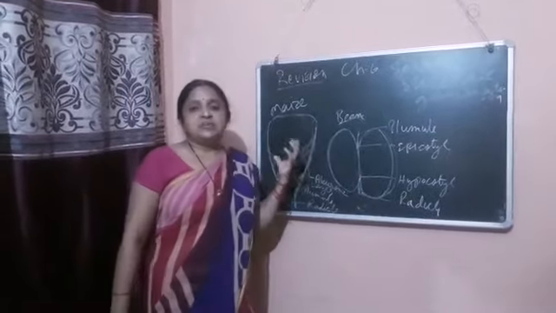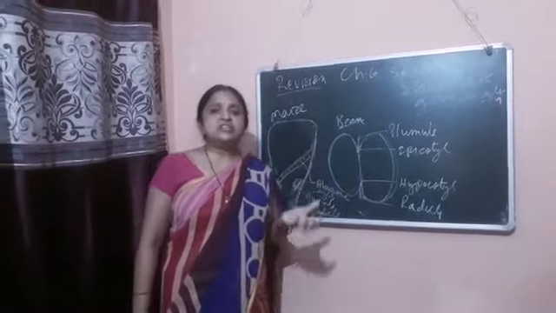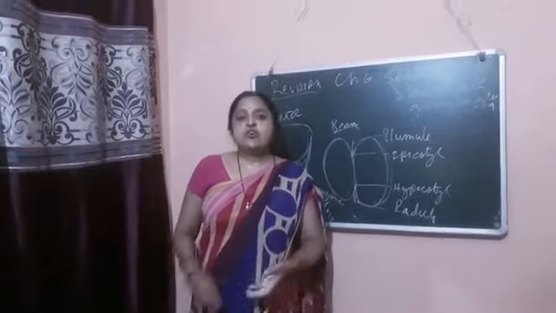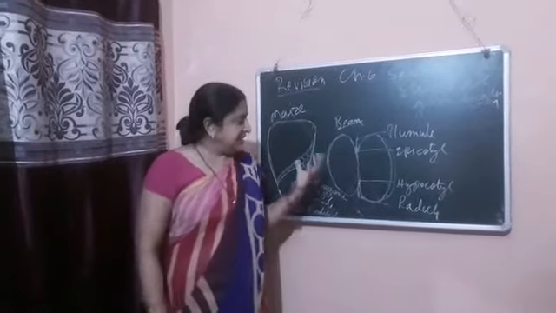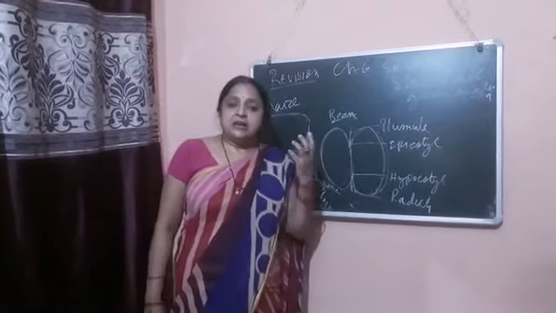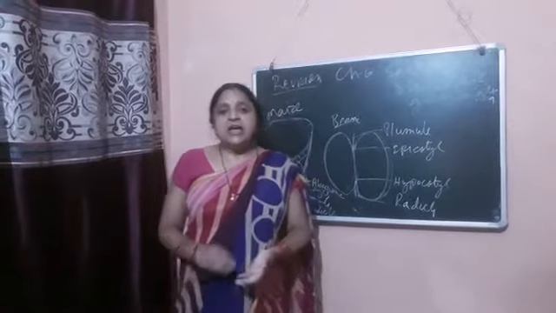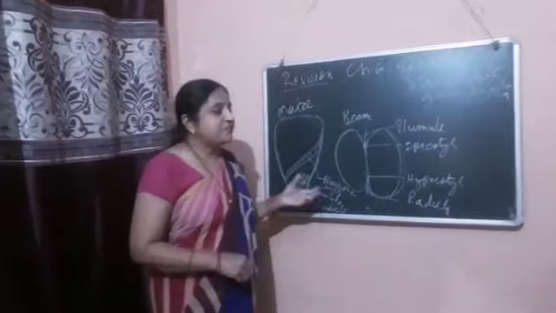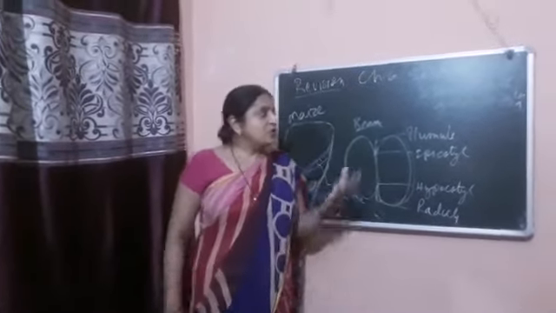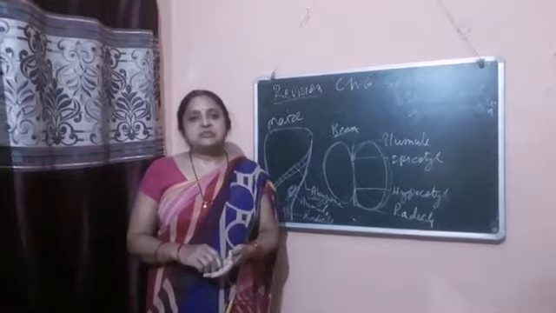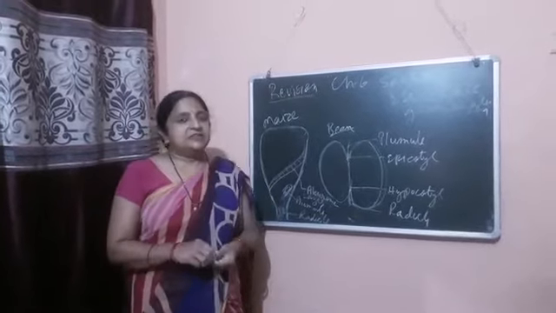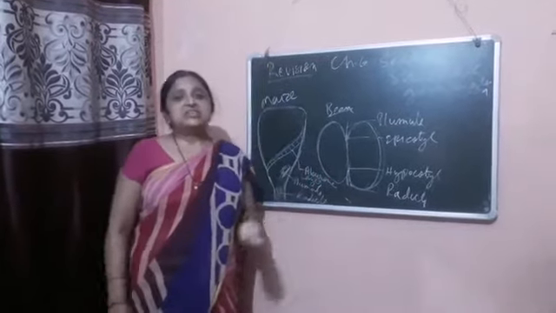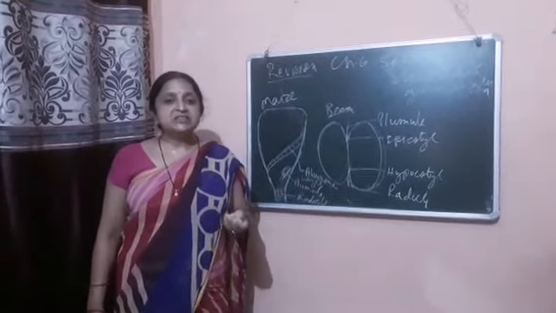In hypogeal germination, the seed is not lifted above the ground. It remains under the ground, and elongation of the epicotyl takes place. This is all about the types of germination, epigeal germination and hypogeal germination, and this is all about this chapter. You have to study the topics that I have explained to you again in the revision class.